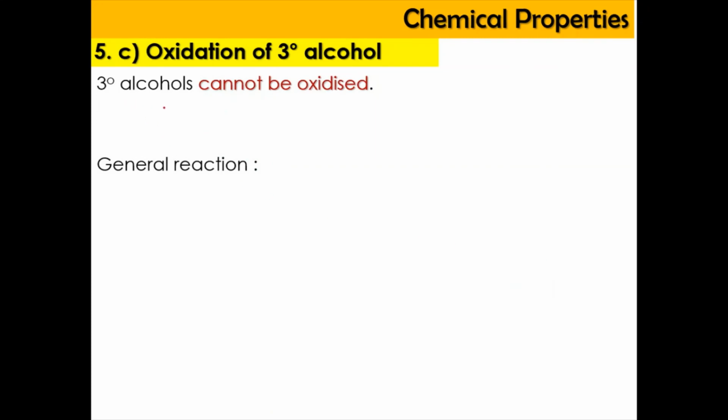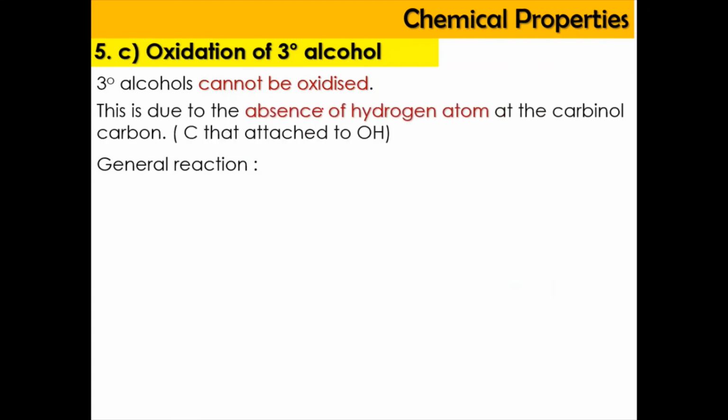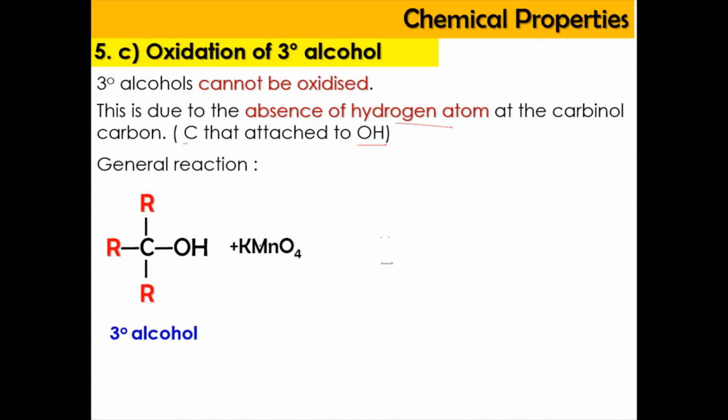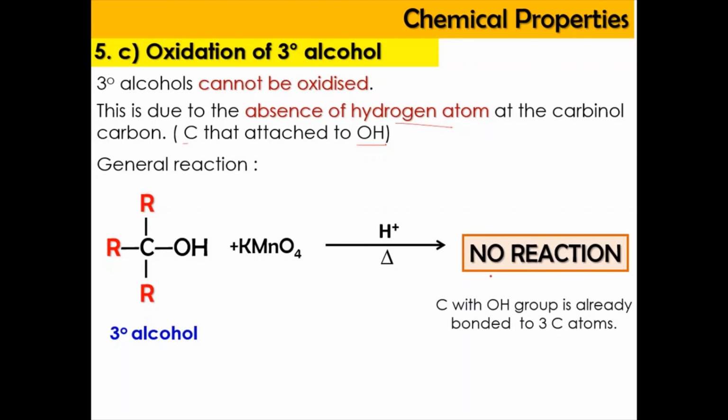For the tertiary alcohol, it cannot be oxidized. This is because there is an absence of a hydrogen atom on the carbon that is attached to the OH. As you can see here, the tertiary alcohol does not have any hydrogen, so it cannot undergo oxidation. There will be no reaction because the carbon with the OH group is already bonded with three alkyl groups, so it cannot lose a hydrogen and cannot form the C=O double bond to produce a ketone, a carboxylic acid, or an aldehyde.